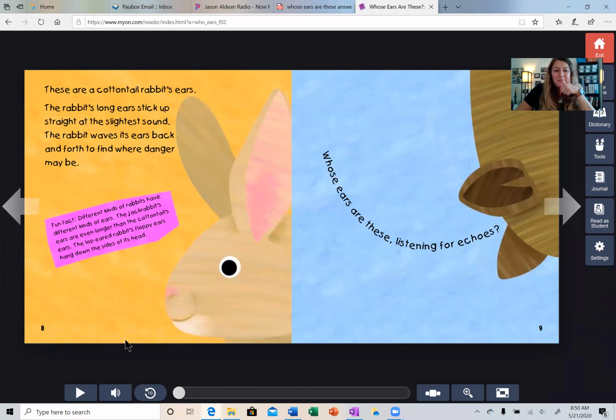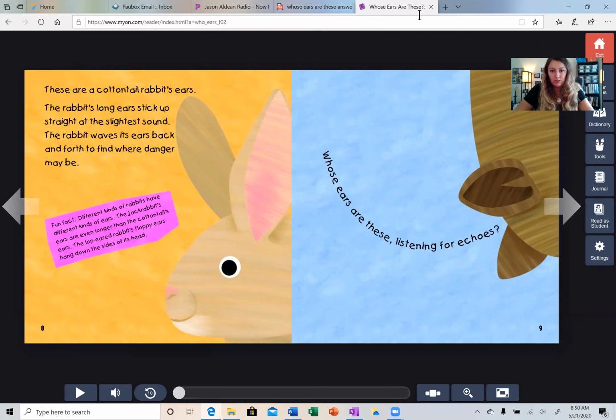They belong to a bunny. These are a cottontail rabbit's ears. The rabbit's long ears stick up straight at the slightest sound. The rabbit waves its ears back and forth to find where danger might be. So that's kind of cool.